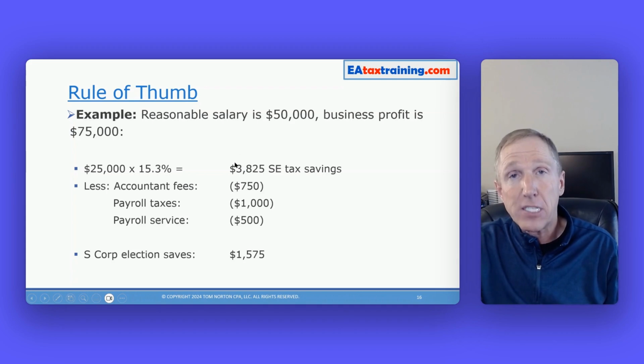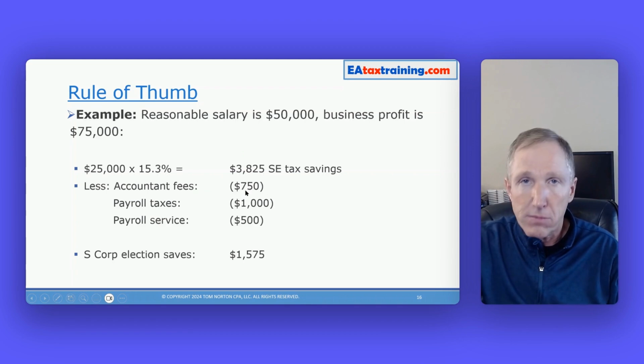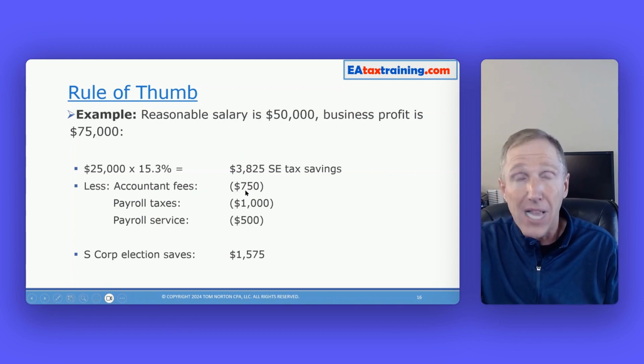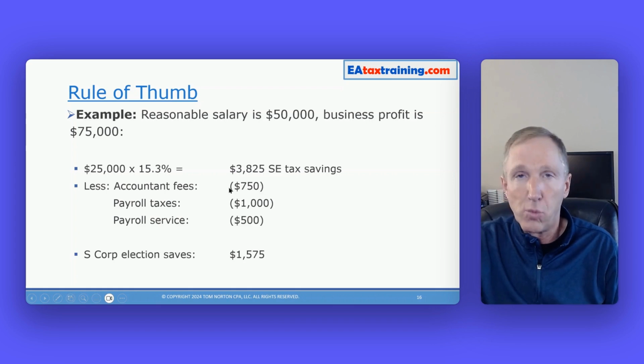But from that, we need to subtract the other costs. So let's say your accountant fees to do your S Corp tax return are $750 per year. I've just chosen a number. Yours could be less or it could be more, particularly if you have a very complicated business structure. You could end up paying more than that. But let's just say, for purposes of this example, that return will cost you $750.